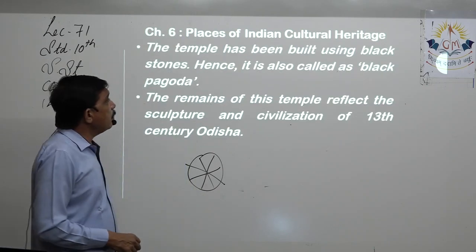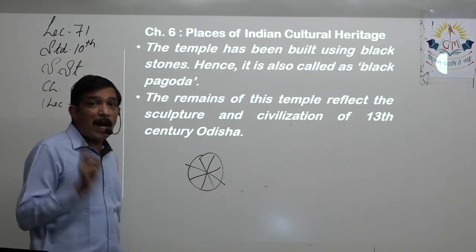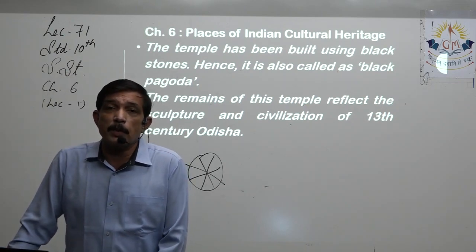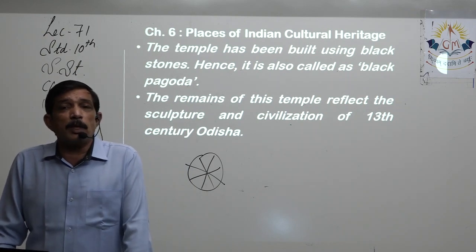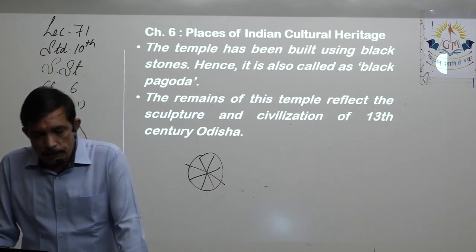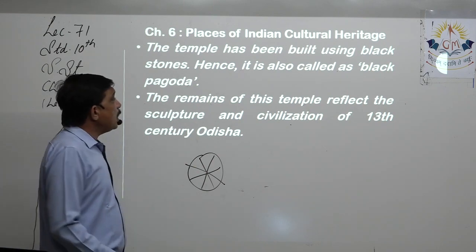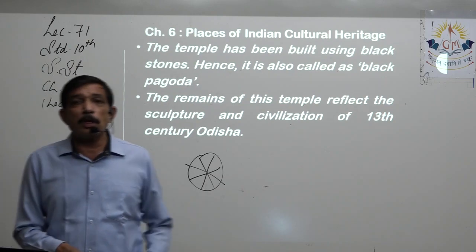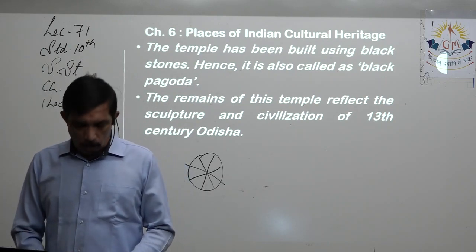The temple has been built using black stones. So I said it's very important to remember which temple is made out of which stone. Here the temple is made out of black stone, so it is also called Black Pagoda. The remains of these temples reflect the sculpture and civilization of the 13th century of the state called Orissa.